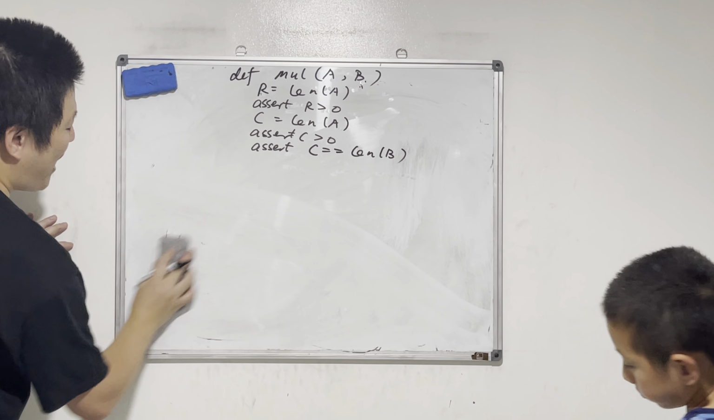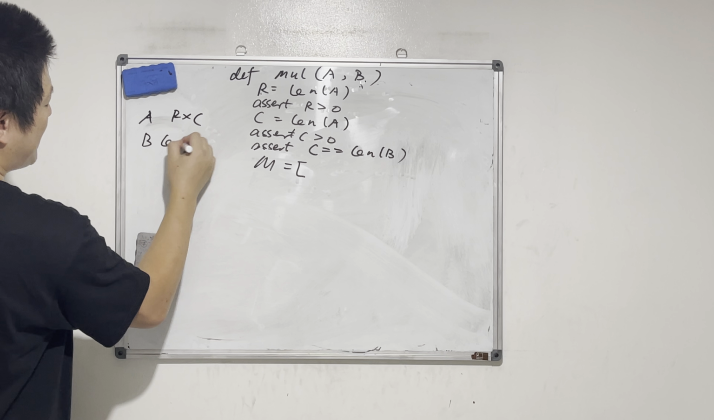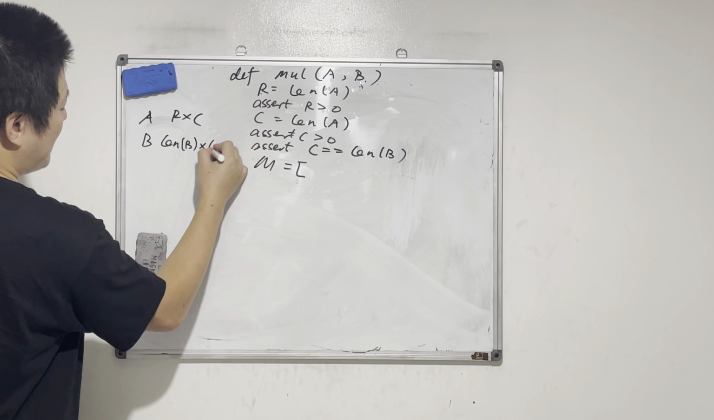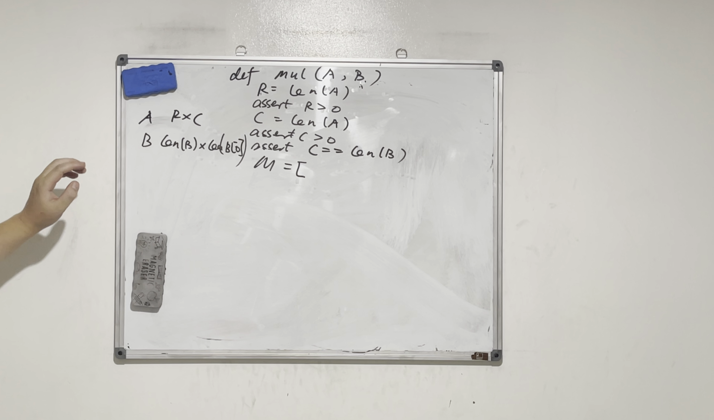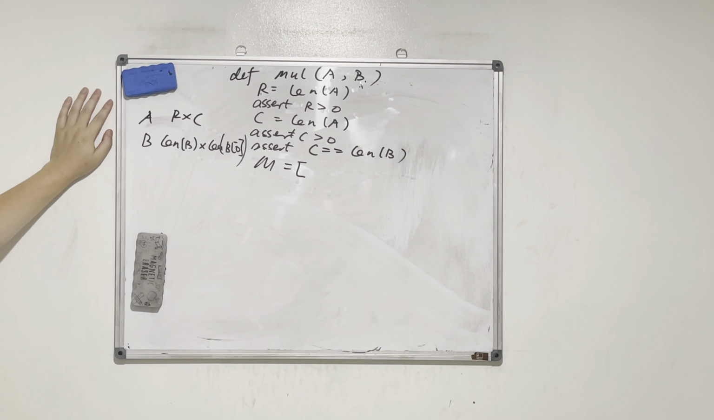Now we have these, then we allocate the result. Let's call it answer, or M, for example. M equals a new matrix. A's size is R times C, and B is length B times length B[0]. Okay, so what's the result? What's the result matrix M?